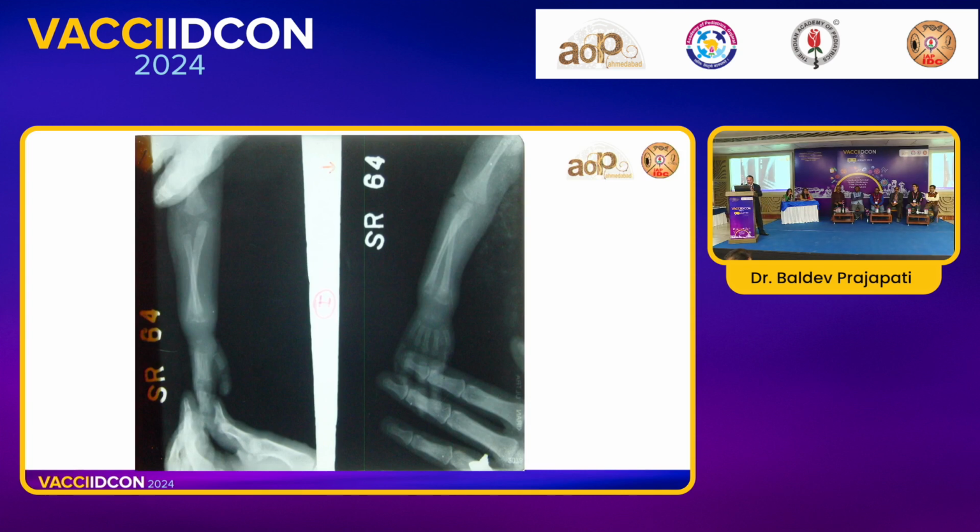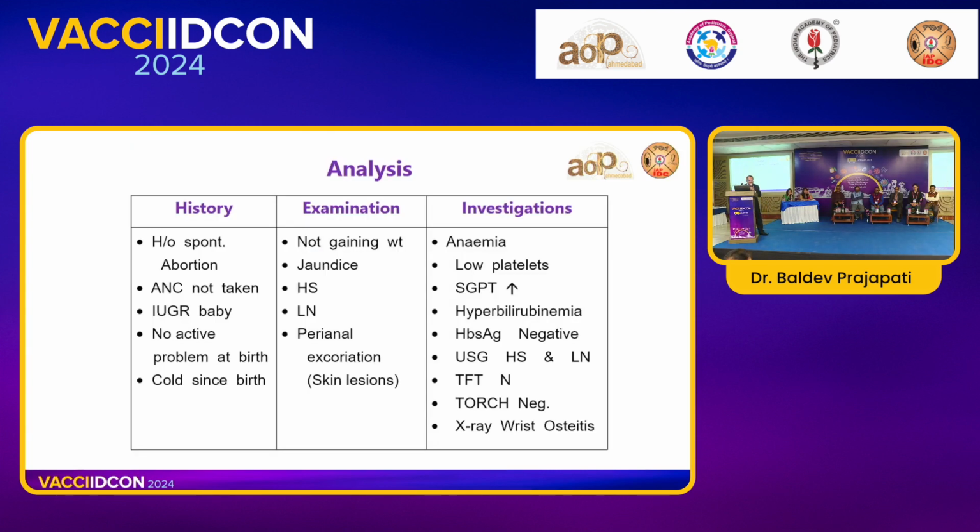Absolutely, sir. To save time and go to the next case, just the analysis. On retrospective analysis, we came to know that there was a spontaneous abortion, which is known in syphilis. Antenatal care was not taken, and therefore VDRL was not done. It was an IUGR baby. It was not a cold, but nasal snuffles, which we realized later on. And of course, not gaining weight, jaundice, hepatocellular involvement and lymphadenopathy.